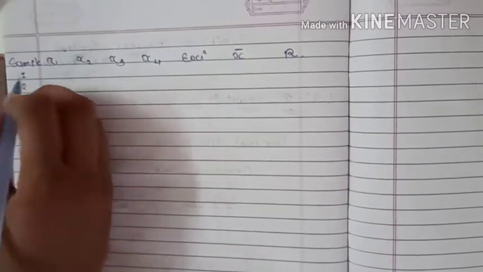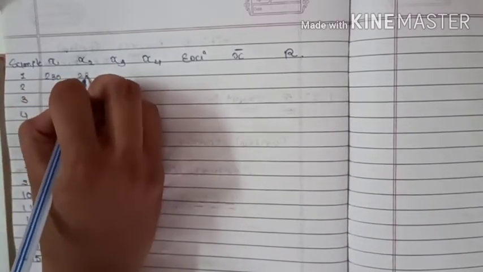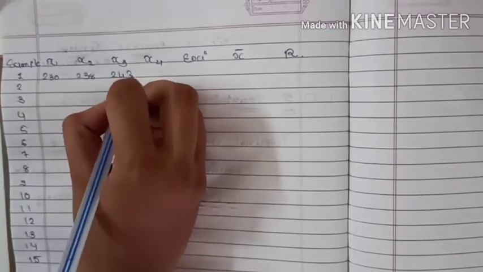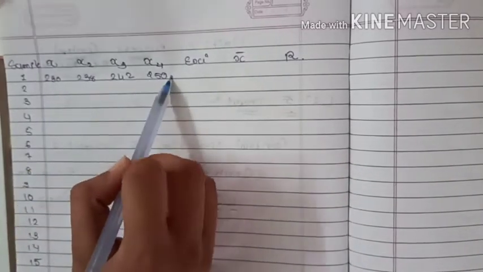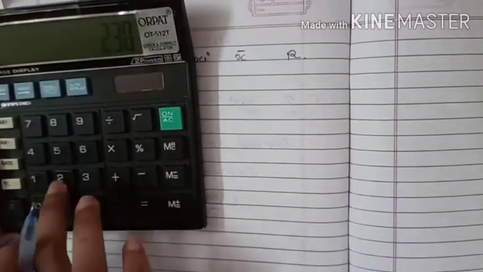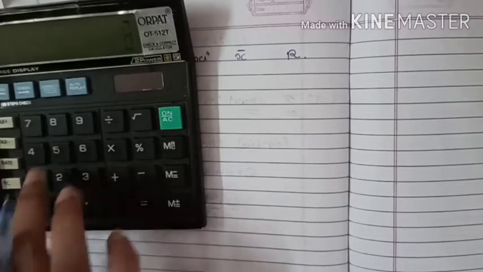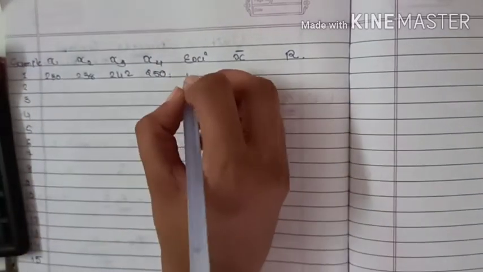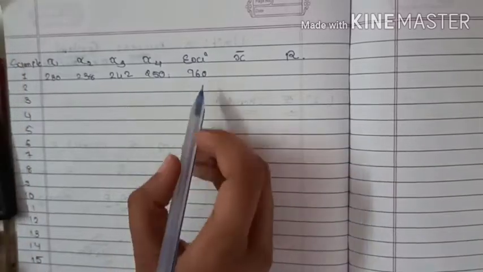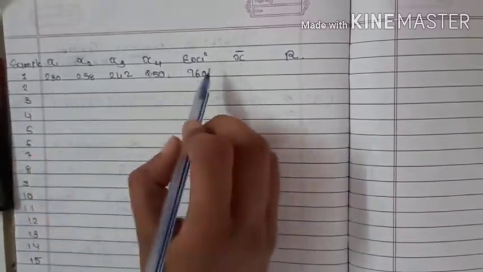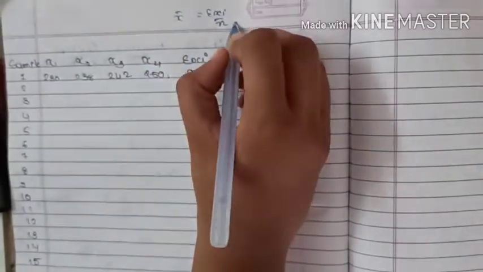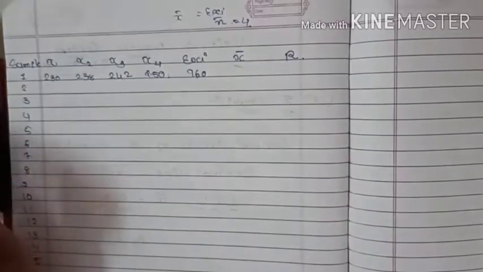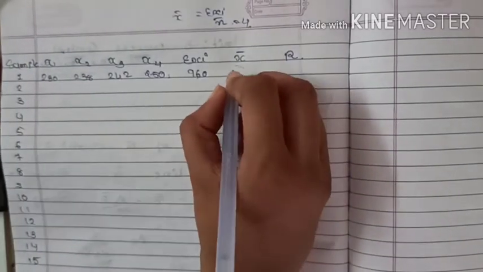So for sample 1, x1 is 230, 238, 242 and 250. What is sigma xi? Sigma xi is the total of these 4 elements. So 230 plus 238 plus 242 plus 250 comes to 960. Right? 960 divided by 4 gives the x bar. Simply we know that it is sigma xi upon n. n is given as 4, so 960 divided by 4. We get the mean as 240.